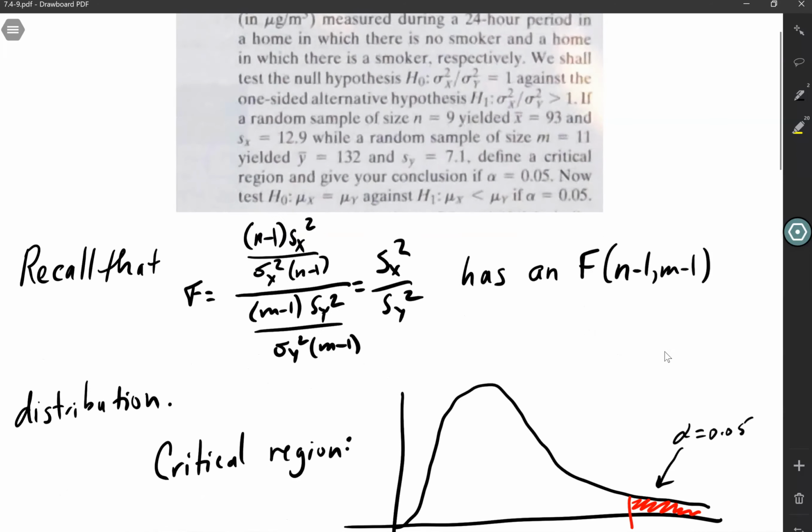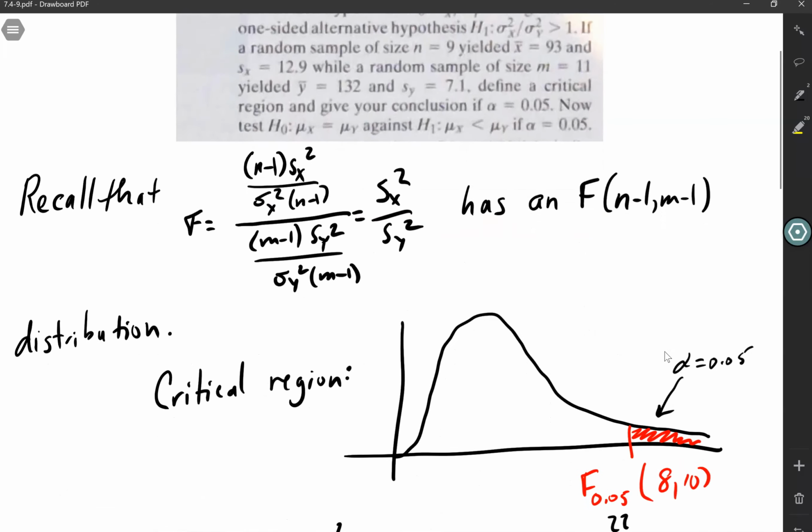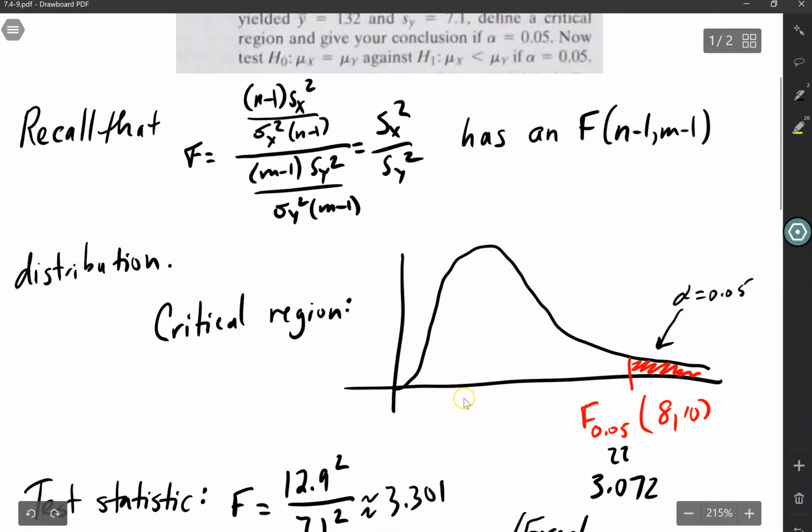All right. So looking at our critical region then, we know that we have an F distribution, which kind of looks like this in general. We're looking for the ratio being greater than 1, so we have a right-tailed test. So we need to figure out what this critical value is. We have 8 degrees of freedom for the numerator and 10 degrees of freedom for the denominator. So we need F sub 0.05, because they tell us that alpha is 0.05 in this problem, of 8, 10. That's our notation. We find out that that's about 3.072.